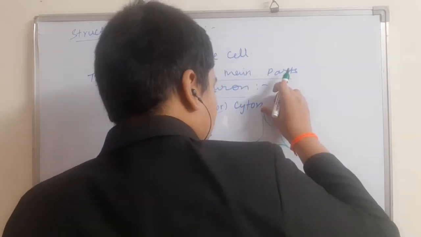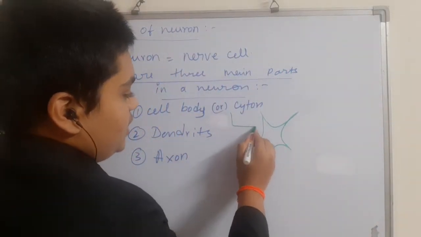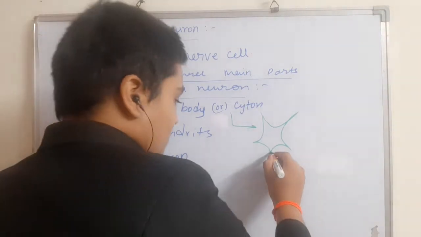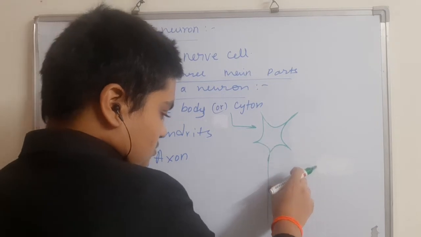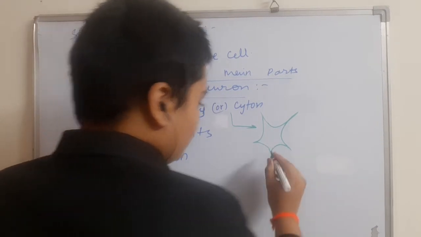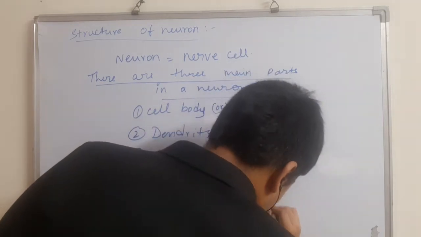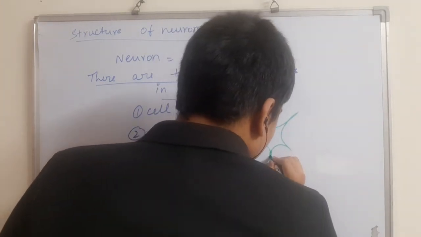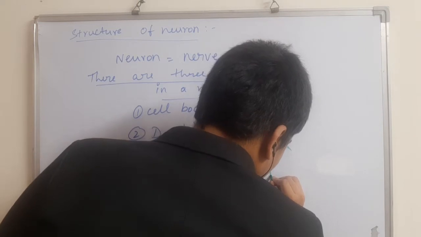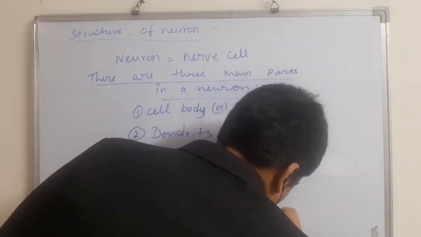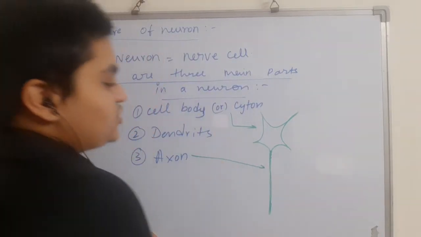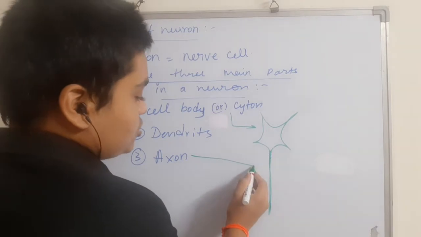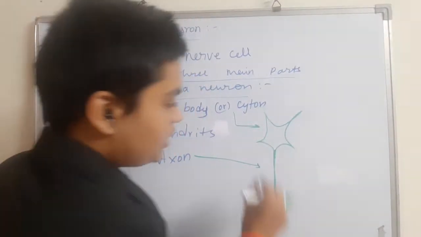What is this one? This one is your cell body. This is your first part, cell body. What is this one? It is your axon. Okay, this is your axon.